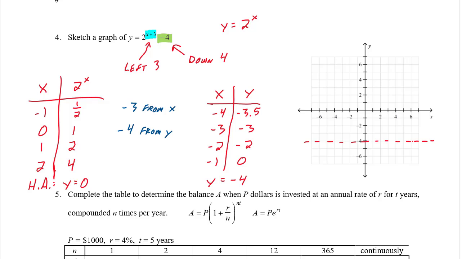So it gives me enough points, hopefully: negative 4, negative 3.5 would be right about there. Negative 3 is just a little bit above it to the right. Negative 2, and negative 1, 0. So it seems to me like that is giving me enough points for me to be able to sketch a reasonable graph for this particular function.